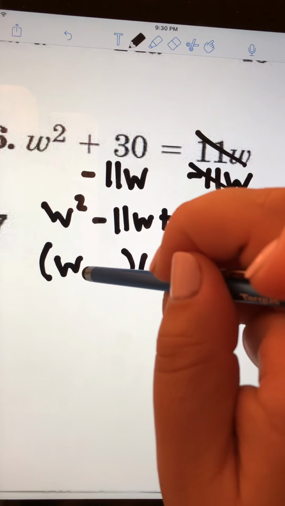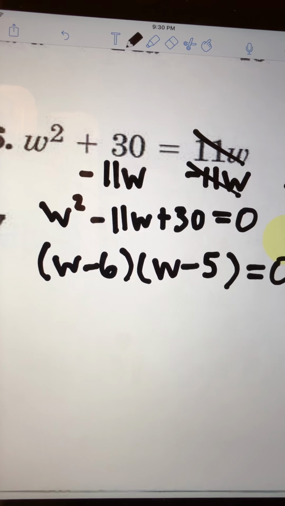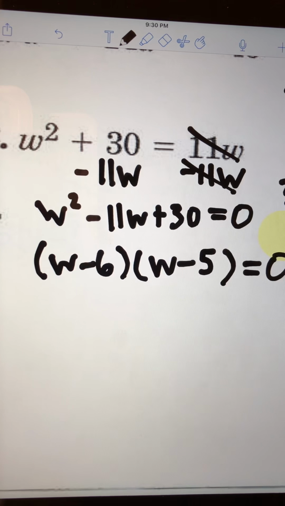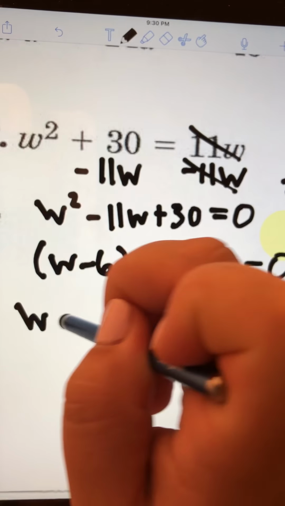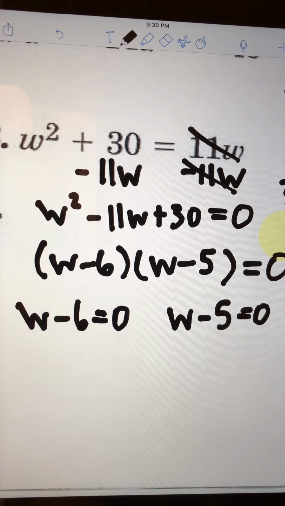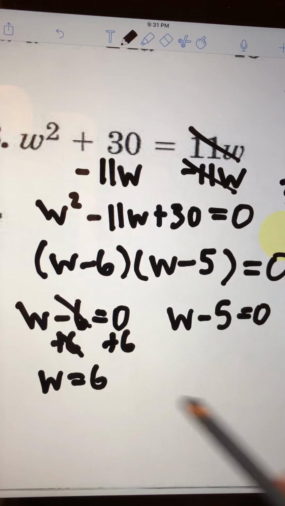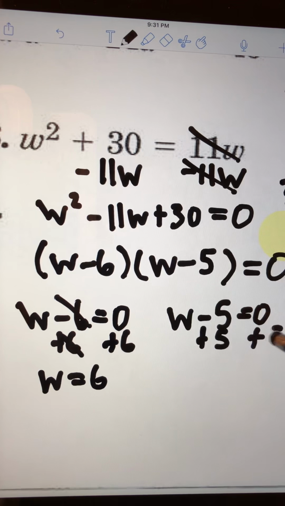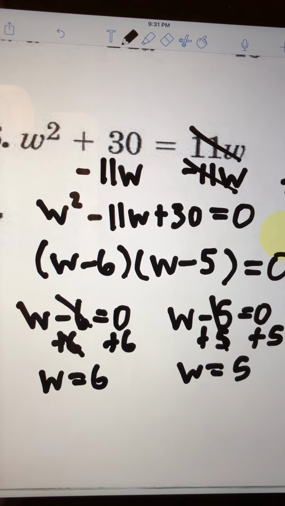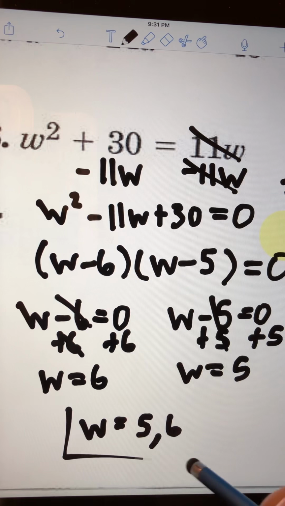So when I come over here, I'm going to write W minus 6 times W minus 5 equals 0. Okay, and then from there, I'm going to set both quantities equal to 0. So W minus 6 equals 0, W minus 5 equals 0. And then I'm just going to add 6 to both sides to get W equals 6, and then add 5 to both sides to get W equals 5. So my solutions are going to be W equals 5 and 6.